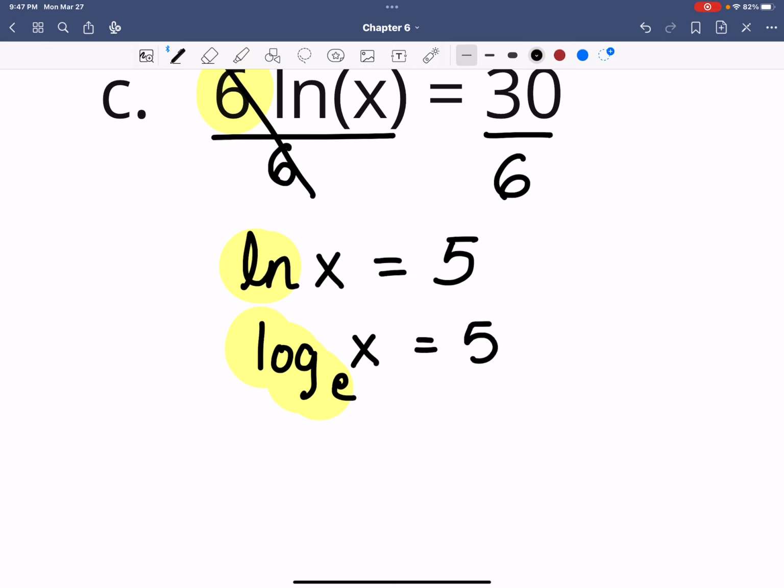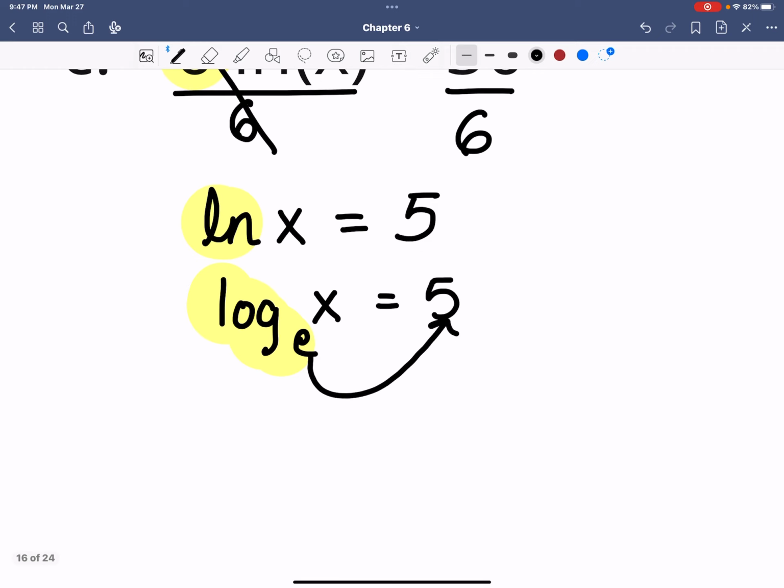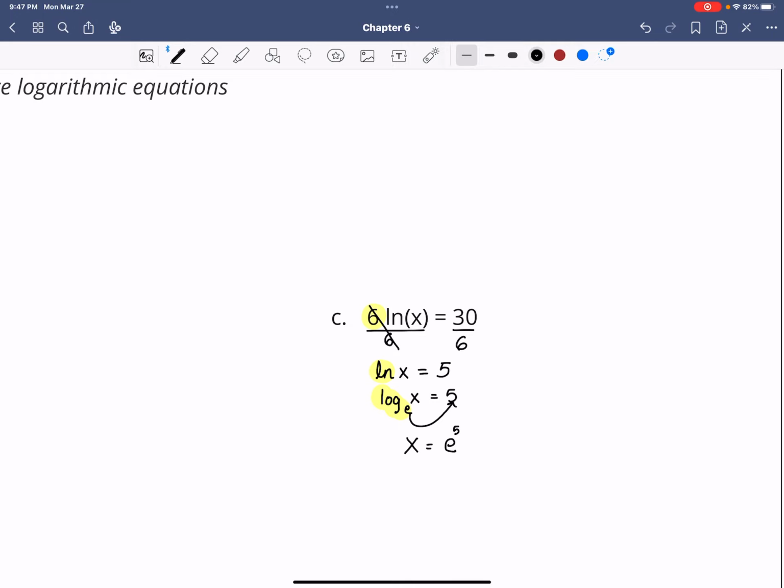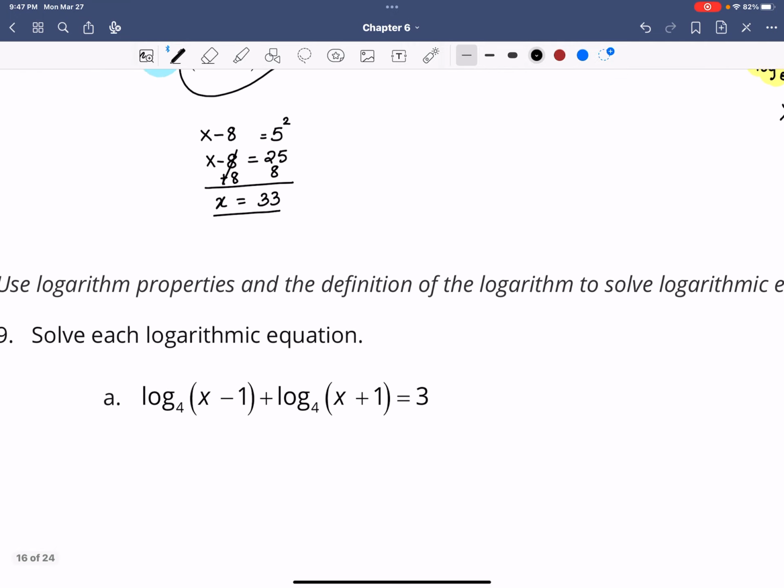Now once I see the base, what do I do? Draw an arrow from the base to the other side. And the e goes and kicks the 5. And what am I left with? x is equal to e to the power 5. Now let's go ahead and take a look at the other type of log equations.